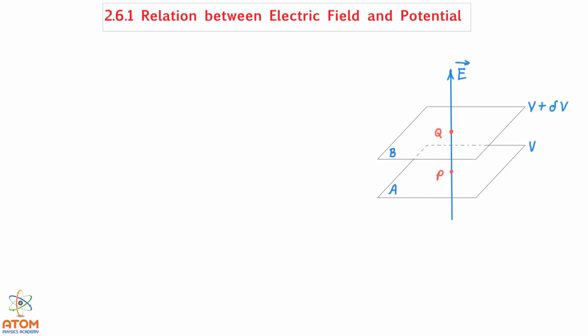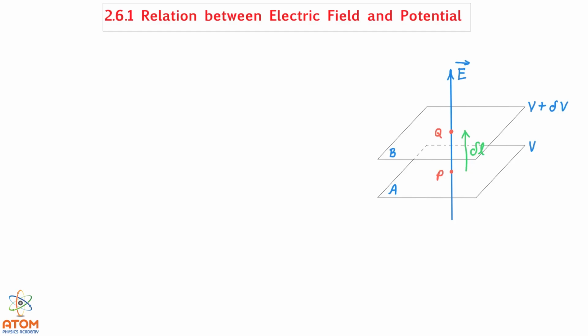The electric field is in the upward direction. Now suppose we move a unit positive charge from point P to point Q. I repeat, we are moving a unit positive charge from point P to point Q. Here the displacement from P to Q is, let us say, del L. So we are moving a unit positive charge in the direction of the electric field for a displacement del L.